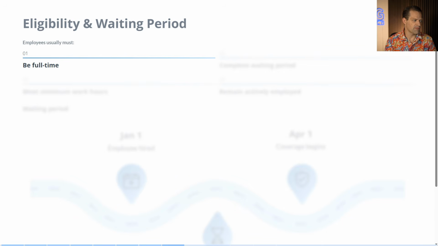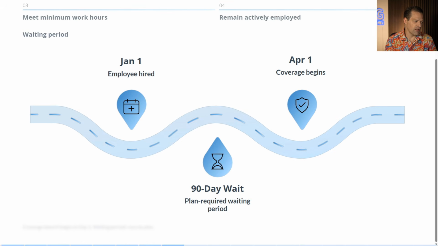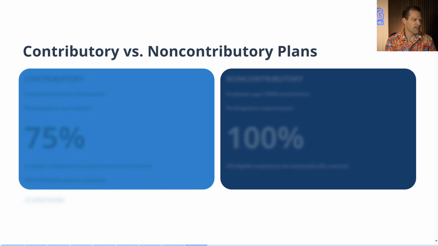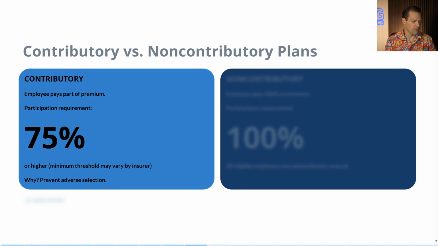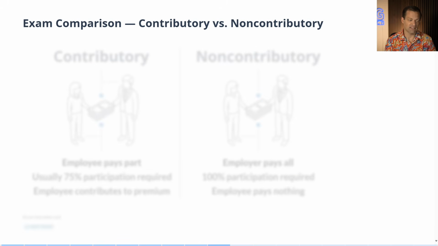There is sometimes a waiting period or eligibility issues with these plans, like be full-time, complete a waiting period, meet minimum work hours, remain actively employed, okay? So an employee is hired, there's a 90-day waiting period, and then coverage begins. This is very common, okay? So there are contributory versus non-contributory plans. In a contributory plan, the employee pays part of the premium, okay? Typically, participation requirements are 75% or higher, which prevents adverse selection. And then a non-contributory plan is where the employer pays 100% of the premium, and all eligible employees are automatically covered. This is tested a lot too.